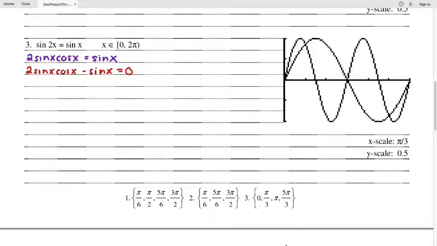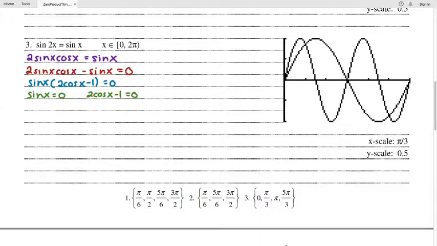So all that I can do now is factor a sine out of both of these terms. I'm going to make this a different color. That is going to leave us with 2 times the cosine of x minus 1 on the inside. And now we have 2 factors. And if these 2 factors multiply to 0, then either one or both of these factors must be 0. So the sine of x must be 0, or 2 times the cosine of x minus 1 must be 0.